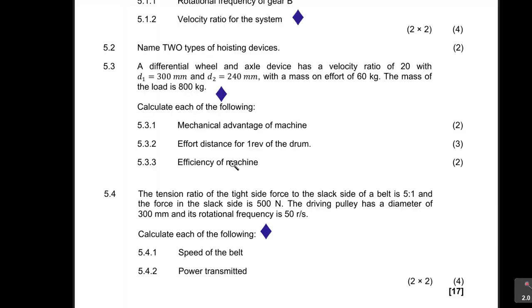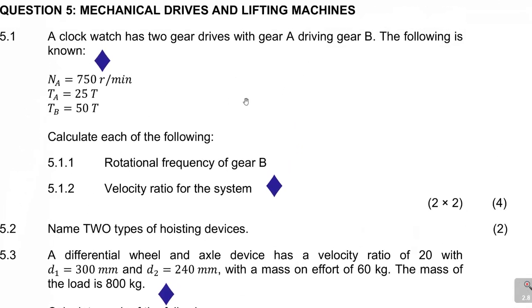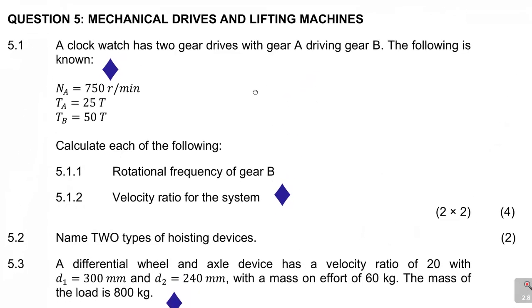This other question, I took it again from the previous paper. It's mostly question number 5, as you can see. I took it from a past exam paper, and I think this was last year, actually it's this year's paper if I'm not mistaken. So question 5.1 says, a clock watch has 2 gear drives with gear A driving gear B. The following is known.